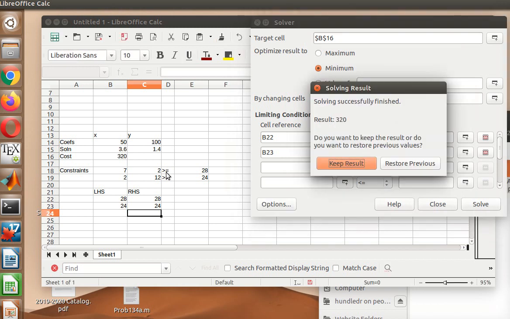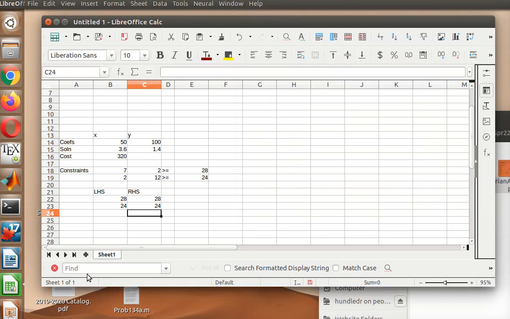The result is 320. And notice that we got that by taking x to be 3.6 and y to be 1.4. And so we'll say yes, we'll keep that result. And now you've got your solution.